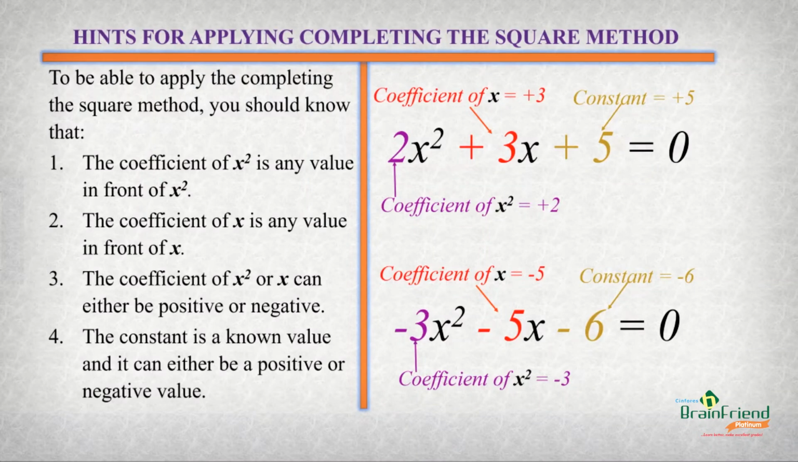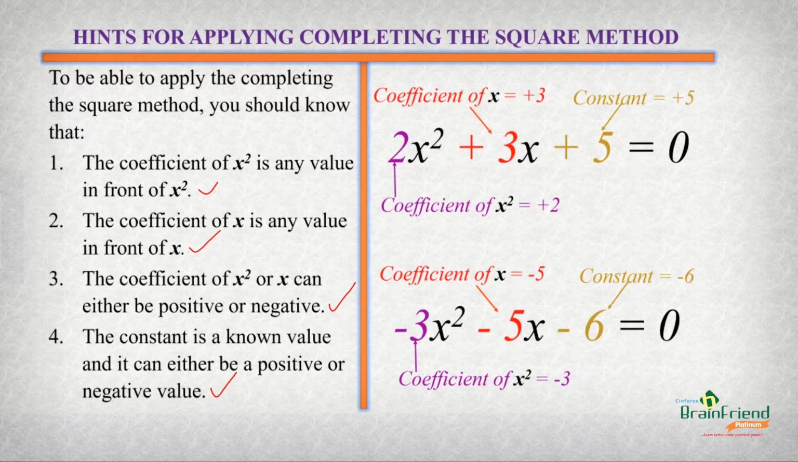To be able to apply the completing the square method, you should know that: 1. The coefficient of x squared is any value in front of x squared. 2. The coefficient of x is any value in front of x. 3. The coefficient of x squared or x can either be positive or negative. And then 4. The constant is a known value and it can also be either positive or negative.